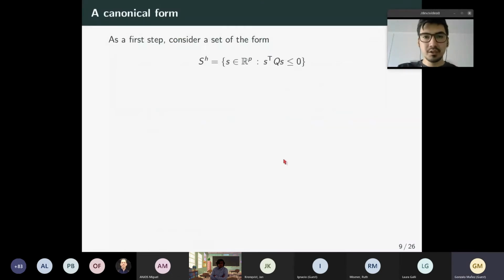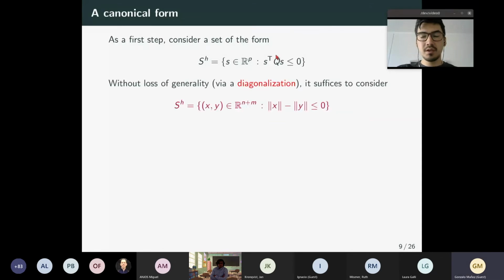So if I consider a homogeneous quadratic that looks like this, I can diagonalize that inequality, and I can assume that I will be interested in a set that looks like this, which is essentially norm less or equal than norm. How many members you have here and how many you have here will depend on the signature of the matrix Q. But it suffices to consider this set. The transformation from here to here is linear and invertible, so you can construct the maximal S-free set here and then go back to this set.